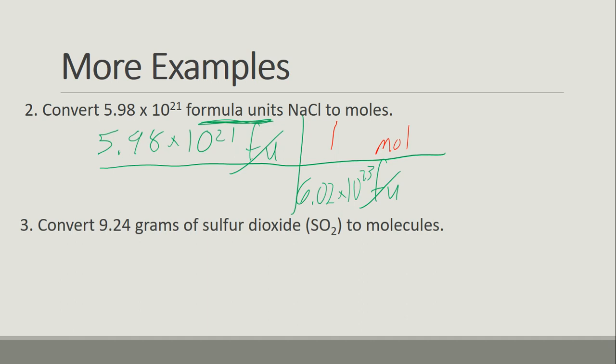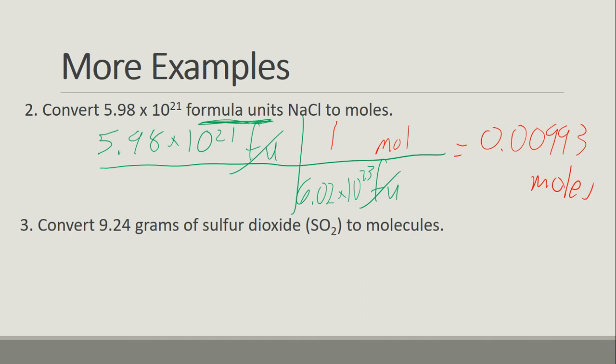And if we do that on my handy dandy calculator, 5.98 times 10 to the 21 divided by 6.02 times 10 to the 23rd is 0.00993. And that would be moles. So let me get back into red. So that equals 0.00993 moles.